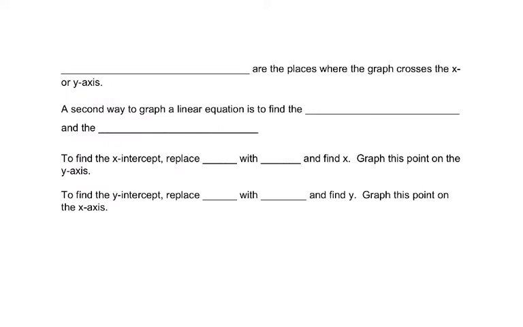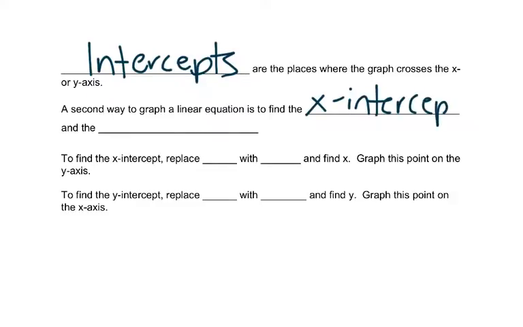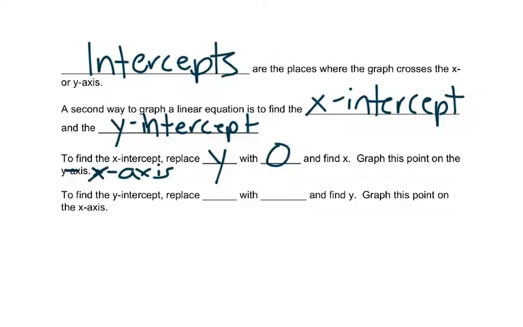Another way that we can graph is by using intercepts. Intercepts are the place where the graph crosses, either the x-axis or the y-axis. So in this next couple examples, we'll find the x-intercept and the y-intercept to graph our equations. To find the x-intercept, you replace y with 0 and find x. You plot this point on the x-axis. To find the y-intercept, you replace x with 0 and find y, and you plot this point on the y-axis.